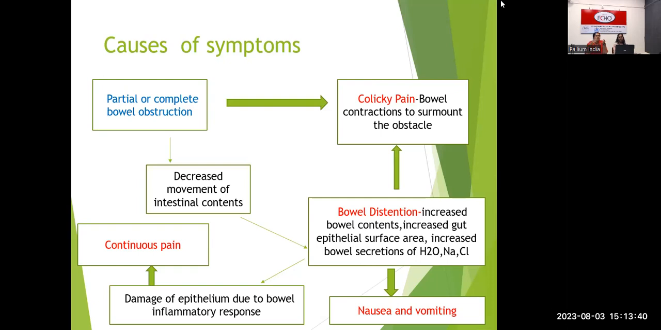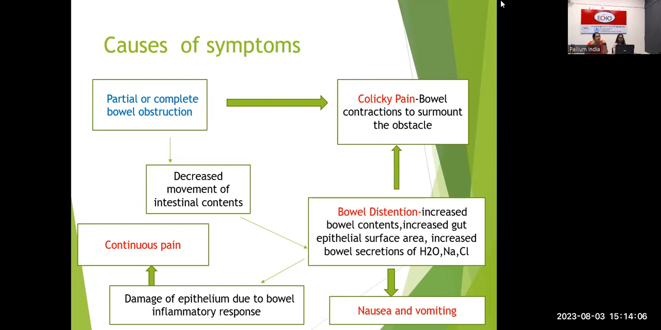Okay. You can also see that the patient's abdomen is distended. You can see the distension. Why? Because there is obstruction. The bowel is trying to push it, and there is an increase in bowel contents, and it leads to increased epithelial surface area, and the bowel starts secreting a lot of water and electrolytes, and that is why so much vomiting is also happening.